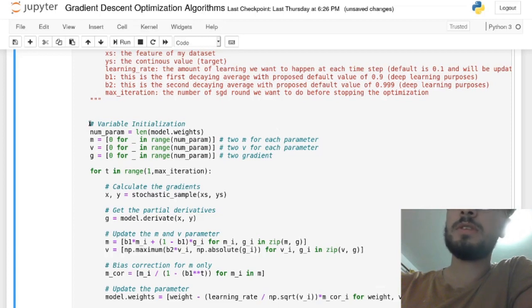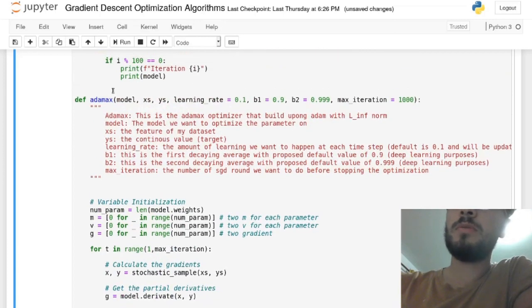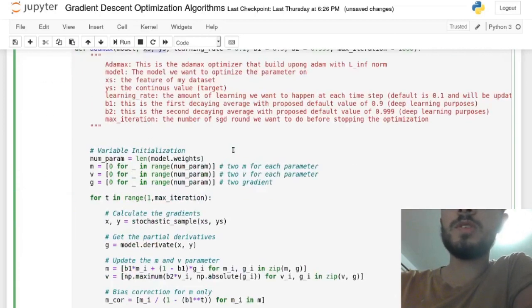We first have the input, right? So those are the input. We have the model, we have our x and our y's that are the data points. We have those parameters which are set given the paper. So this is learning rate, the beta 1, beta 2 running average decay factor, and then the maximum number of iterations, because we're gonna kind of overfit on the data set. So this is the input.